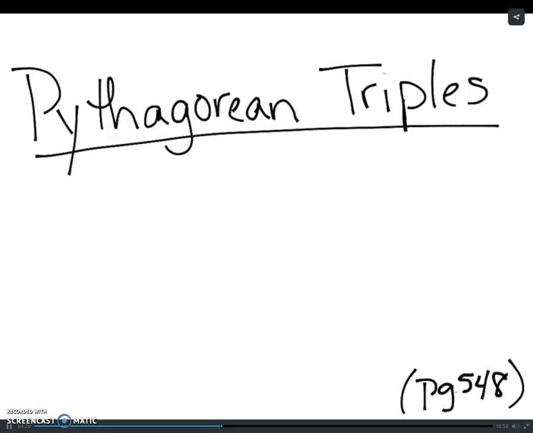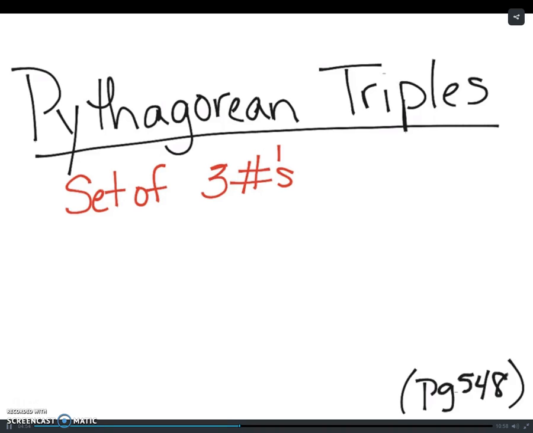Okay, so a Pythagorean triple is going to be a set of 3 numbers. And what it's really saying is that if you use these 3 numbers, they could be the 3 sides of a right triangle. So that's kind of where it gets its name, a Pythagorean triple.